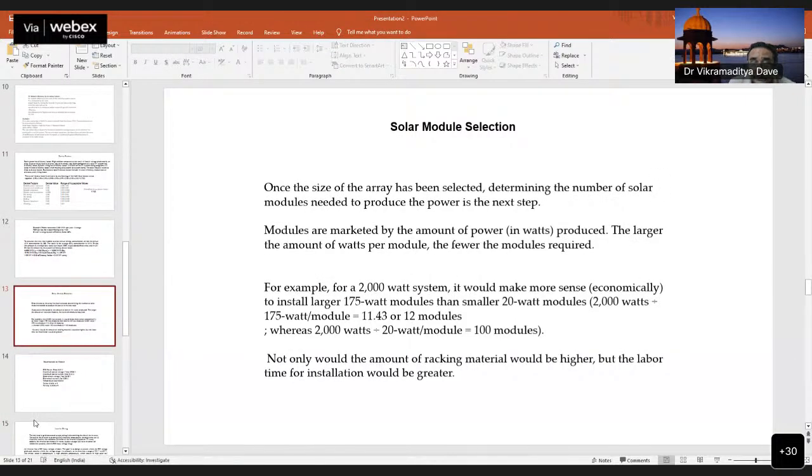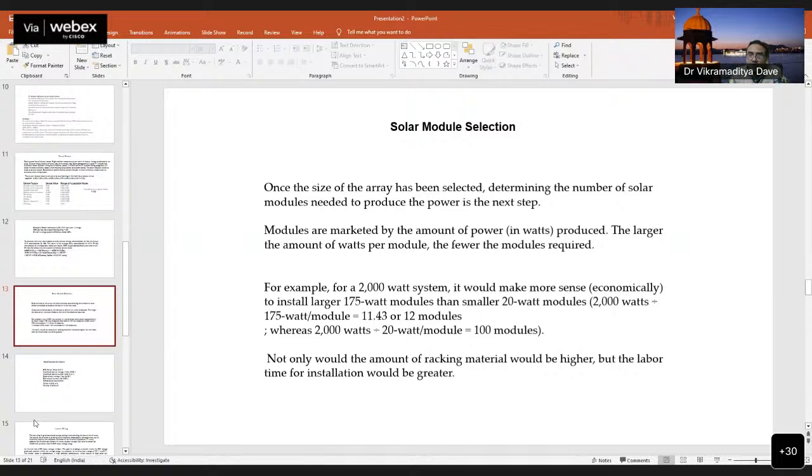Okay, then how to select the modules. Now while selecting the modules, once you have decided, I have to develop a solar photovoltaic system of 3 kilowatt or 5 kilowatt or 10 kilowatt, then I have to select the modules. Now in the market, you have modules from very tiny to very large.